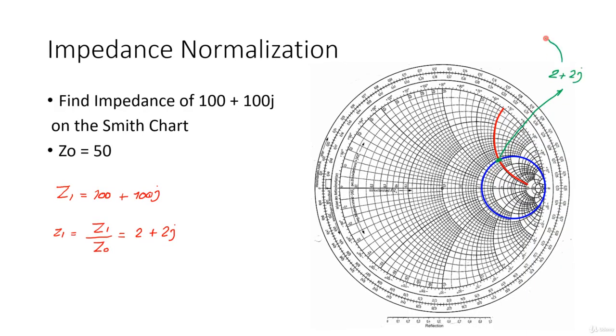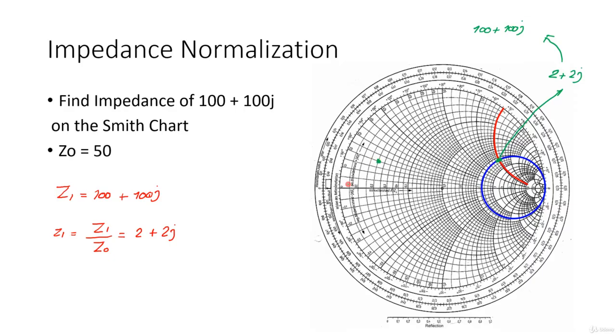And if I want to find the real impedance, I just have to multiply it by the characteristic impedance, and it's going to be 100 plus 100j. So as you see, it's simple. You can find the different impedances on a Smith chart. I suggest that you just practice this. For example, I can show you some points. Try to find the impedance here, for example, this time.